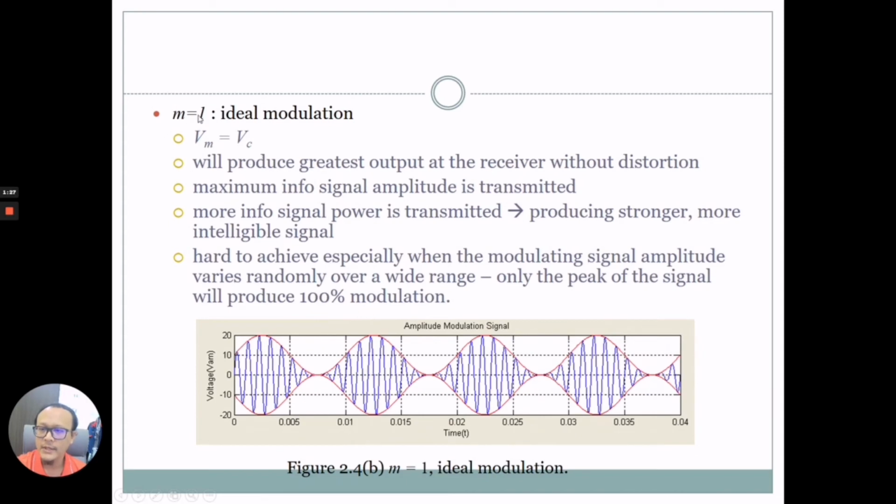How about M equal to 1, which is the ideal modulation, where Vm is equal to Vc. It will produce the greatest output at the receiver without distortion. Maximum info signal amplitude is transmitted. However, it is hard to achieve, especially when the modulating signal amplitude varies randomly over a wide range. For example, with our voice, the amplitude is not fixed. So it's hard to get 100% modulation. Usually M will be less than 1.